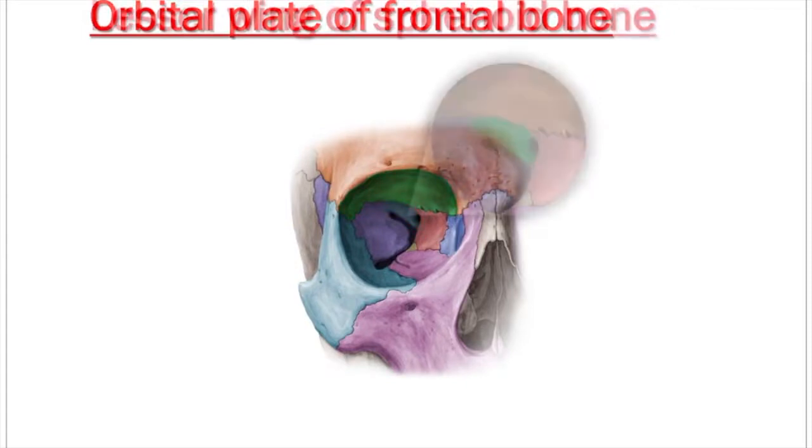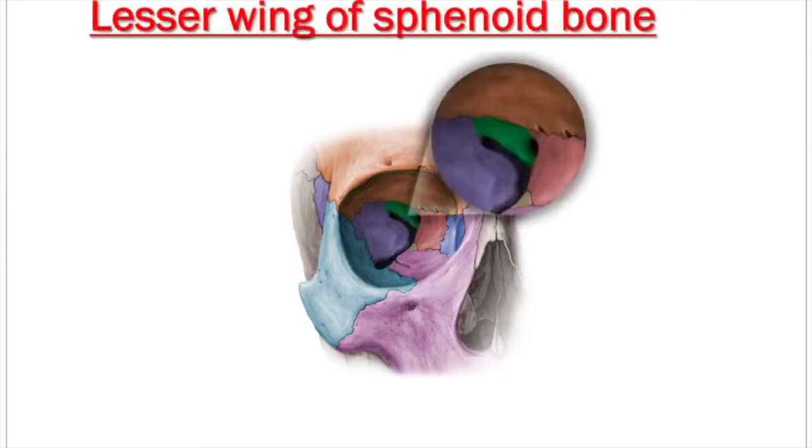But where the orbital plate of the frontal bone can't reach, this piece is formed by another bone. This is called the lesser wing of sphenoid. I mean this piece of the bone will be called the lesser wing of sphenoid, which you are watching here. This is forming hardly, I said, 10% of your roof, because the frontal bone couldn't reach there.